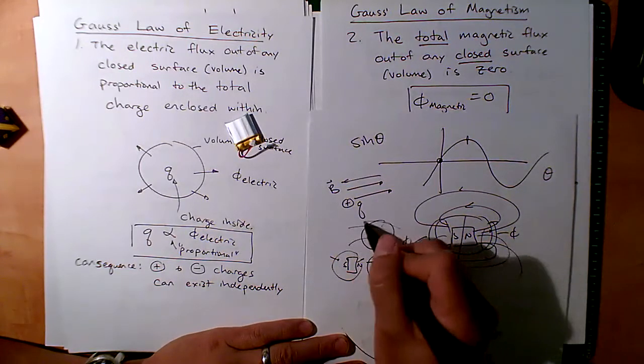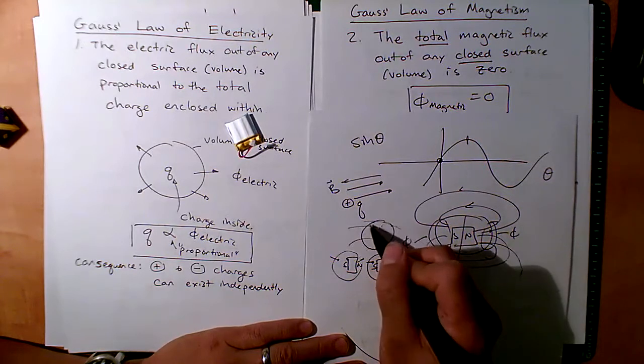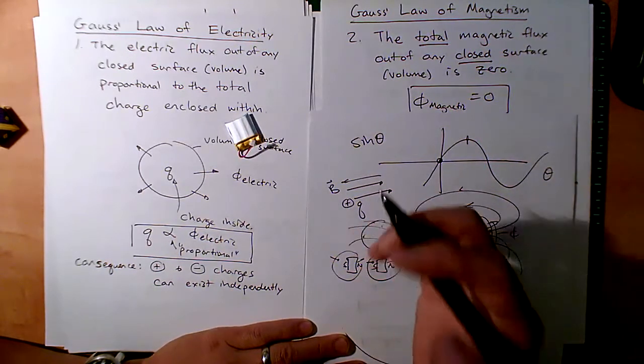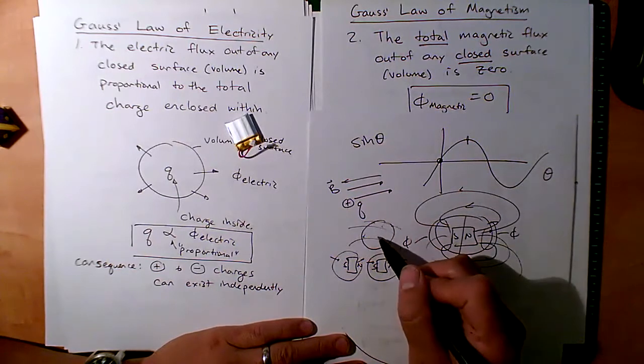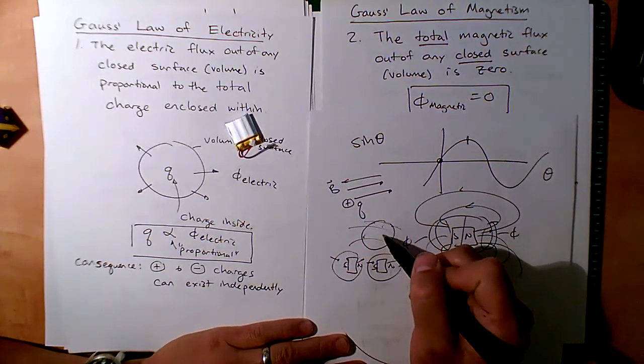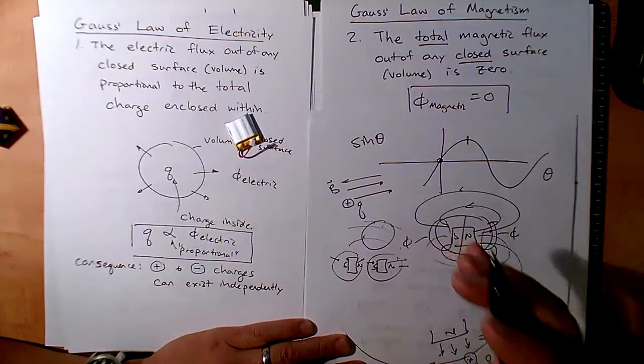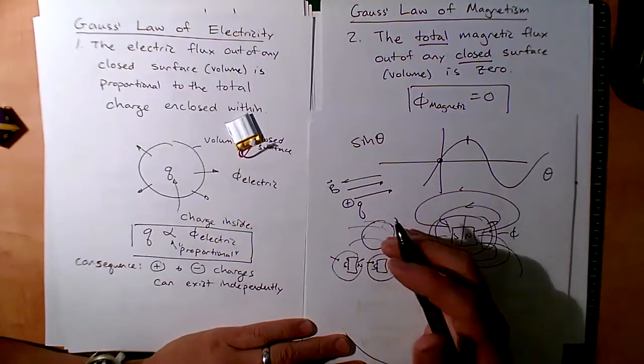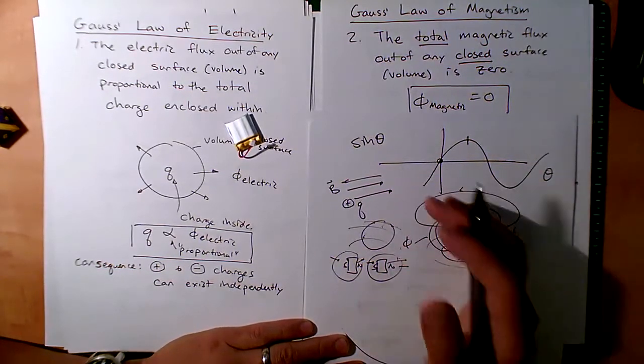It's the same thing. The amount of flux entering equals the amount of flux leaving. I cannot just capture a north magnetic pole by itself. I can't capture a south magnetic pole by itself. I always have to have pairs. That's what it's saying: no magnetic monopoles.